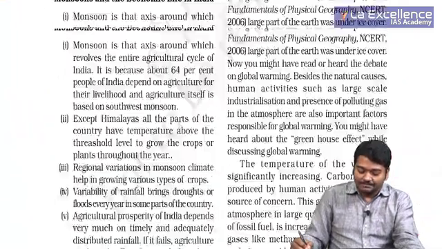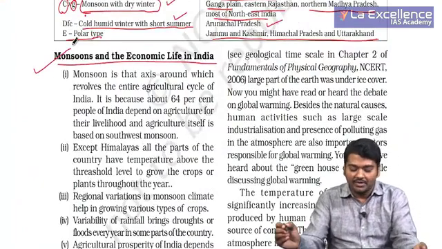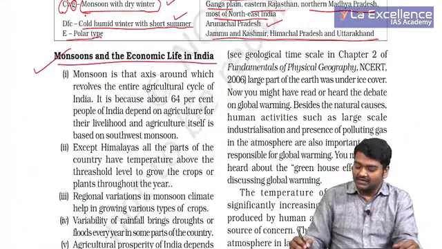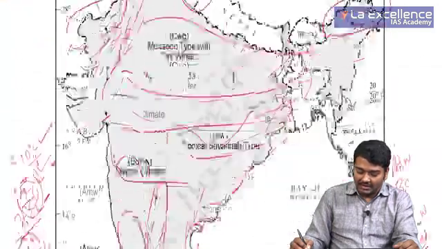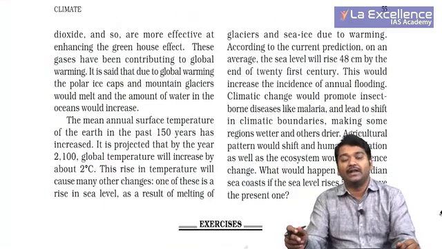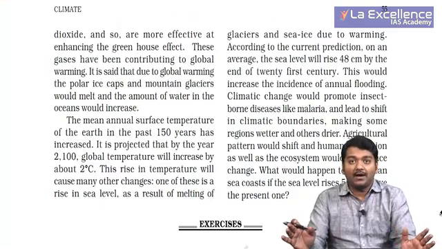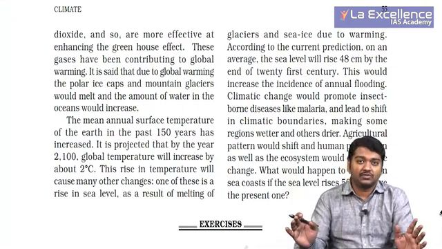Last, guys, monsoons and economic life of India, go through it once, nothing much to see and it's not important as well, right? But in exam, whenever they ask you these questions, it will help you to write. So I have explained here how different rainfall is usually seen.